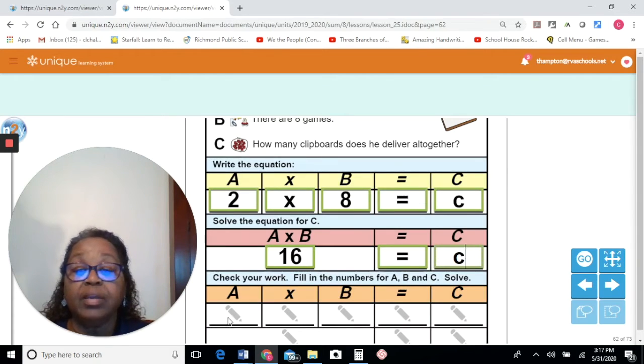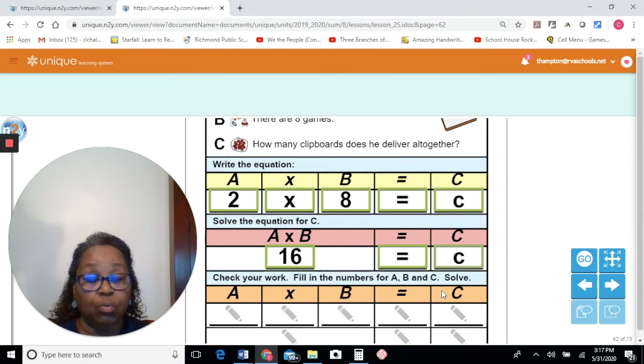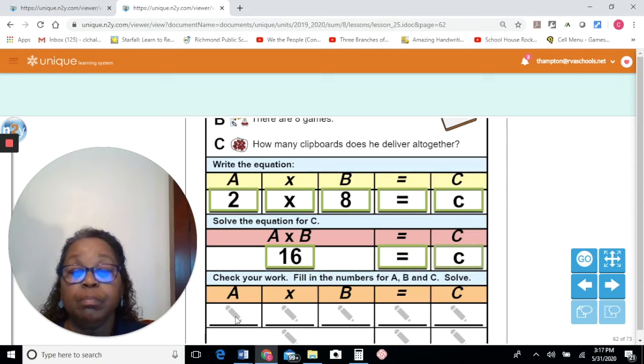We know that we're going to check our work now. Just because we found out what C is, we have to plug it in, make sure we have it correct. So let's plug it in. It would be A. We know that A is 2. We know that our operation is multiplication. And then we know that B was 8.